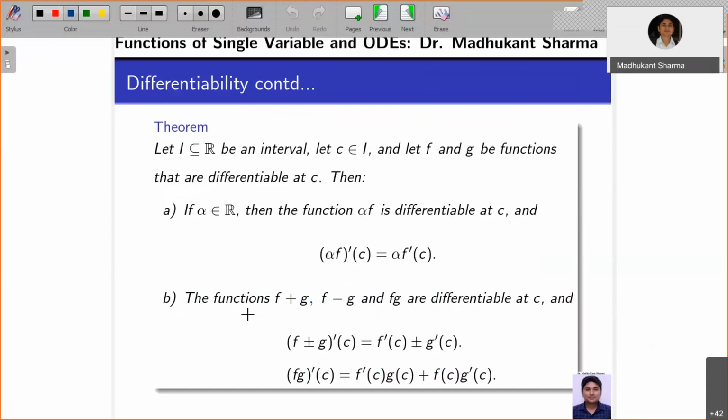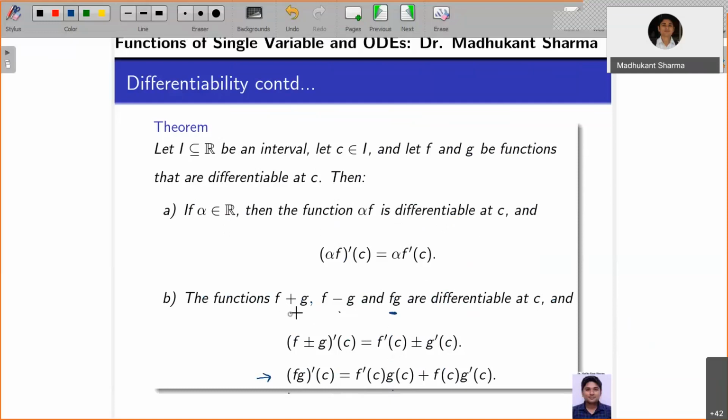So this is the algebra of differentiability, you can say. The sum of two differentiable functions is differentiable, the difference of two differentiable functions is differentiable, the product of two differentiable functions is differentiable, and this is how you obtain the product rule here. You know how to differentiate: first function as it is, second function derivative, plus second function as it is, first function derivative.